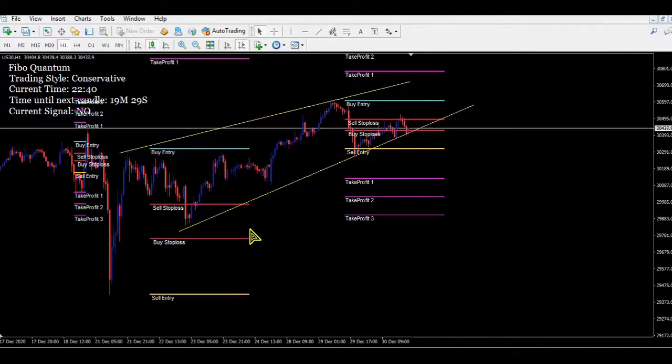But I'm anticipating a breakout to the downside in my bias. This is what I think is going to happen. I think the market is going to tank. I think it's going to break this level here, and then the price is going to hit this sell entry and go down to the take profits.